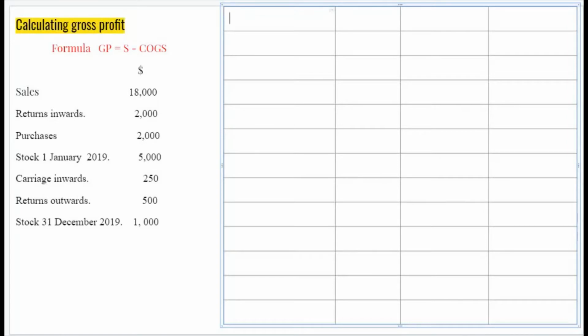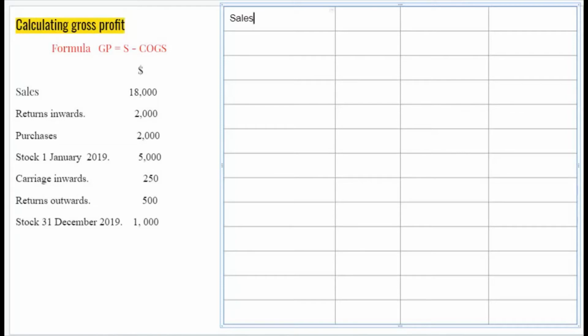So based on our little activity here, we state that sales is 18,000, but when we look at the other items, we realize that there is returns inwards and returns outwards. We would have discussed returns in and returns out in our previous lessons. So let's recap a little. Remember that returns inwards is where the customer returned the goods to the business. When the customer returns the goods, that means this will reduce sales. So once there are returns in the business, we have to subtract them from sales.